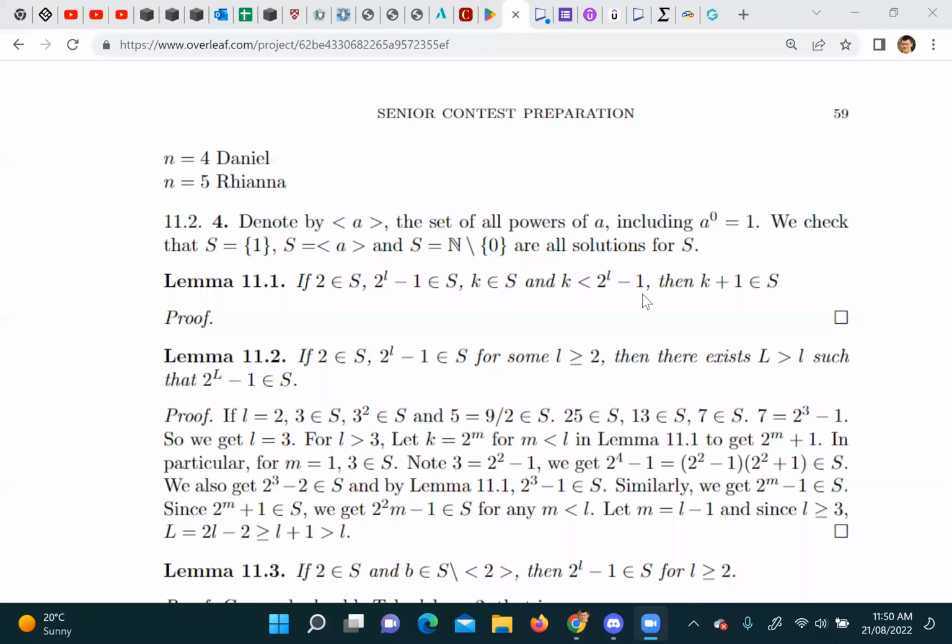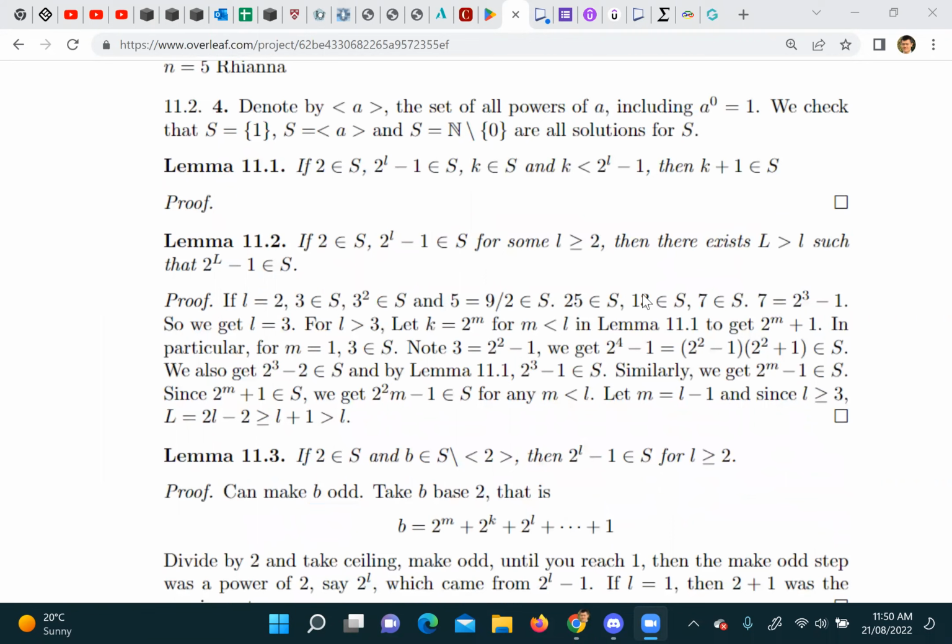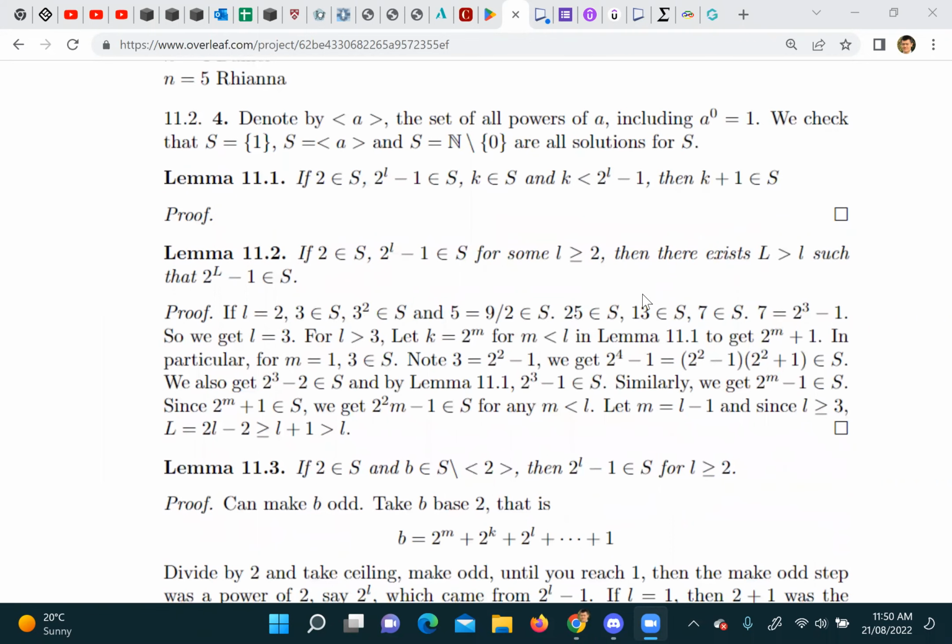Okay, so let's do the bit. Now we've got 2^l in S, right? Let's do what happens once you've got 2^l in S. So suppose you have 2^l in S, and suppose you have 2^l minus 1 in S.